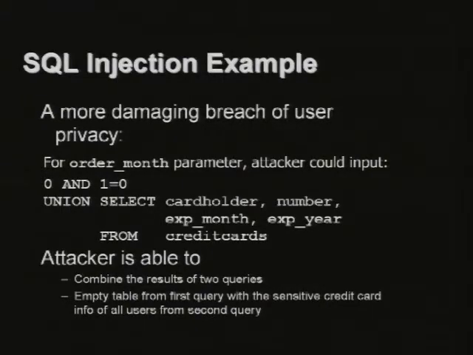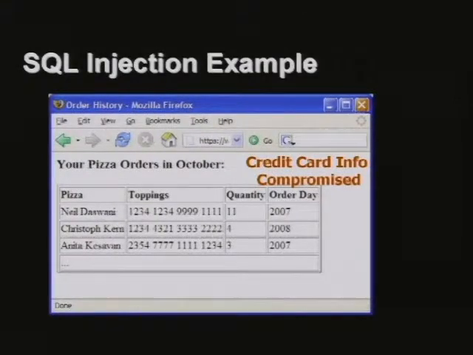And what the attacker will get as a set of output is the following. They will get the pizza order history table with the values corresponding to the credit card holders' names, the numbers, the expiration dates, and the expiration years.